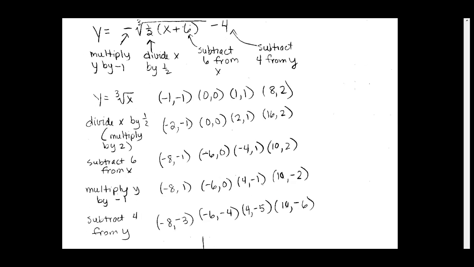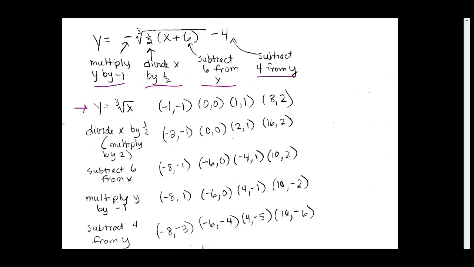Now that we have our rewrite, the negative says we're going to multiply y by -1. The 1/2 says we're going to divide x by 1/2, happening inside the radical. The plus 6 to x says we're going to subtract 6 from x. And the subtract 4 at the end is out of the function process, so we're going to subtract 4 from y. We're going to start with our friend y equals cube root of x. -1, -1, 0, 0, 1, 1, 8, 2 are all handy points.